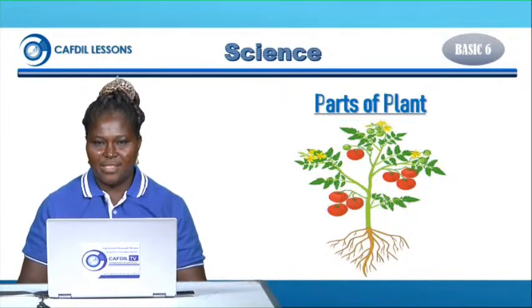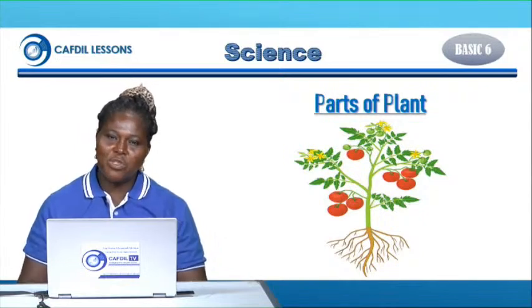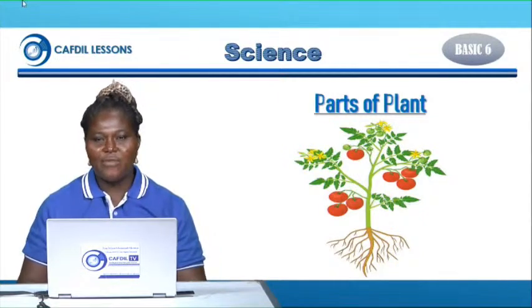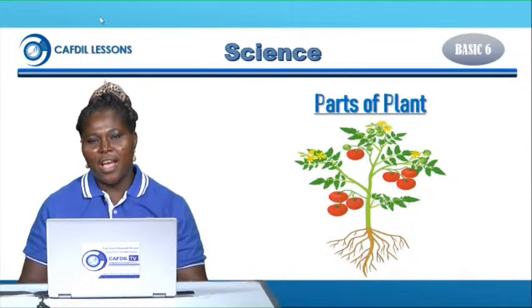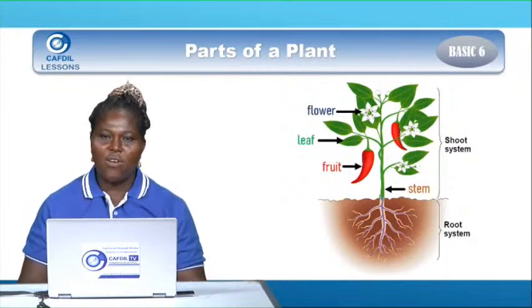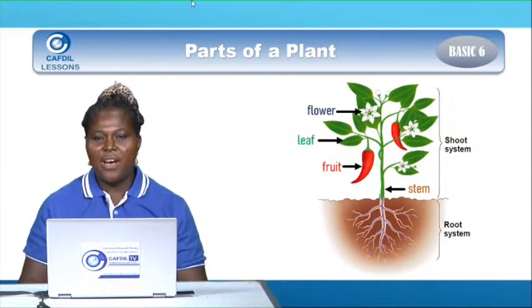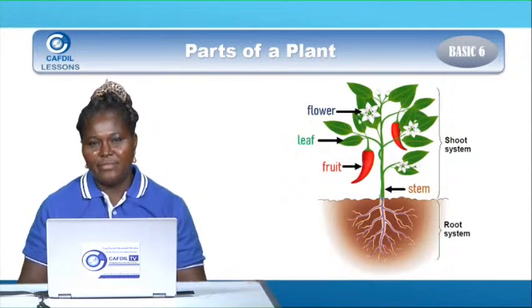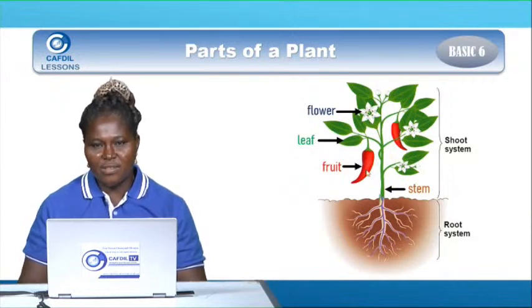Parts of plants. And this plant is a tomato plant. We have a tomato plant on our screen. Good. We are coming to look at the parts of the plants. Parts of a plant. Now we have a flower on our screen. We have a leaf. We have fruits, and then the stem.